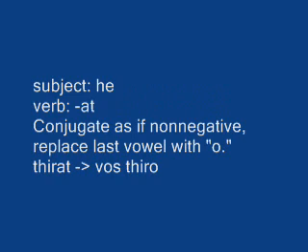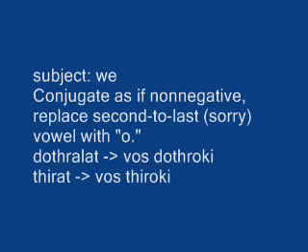Now, if the subject is he, you would conjugate as you would if it were non-negative, but replacing the A with an O. So thirat would become vos thiro. Now, if the subject is we, you would conjugate normally as if it were non-negative, and replace the last vowel with an O. So dothralat would become vos dothroki.